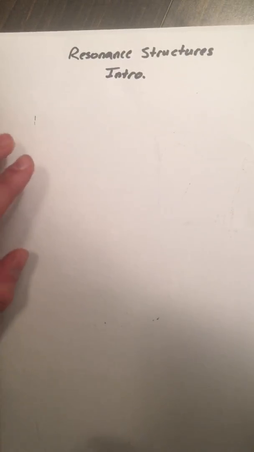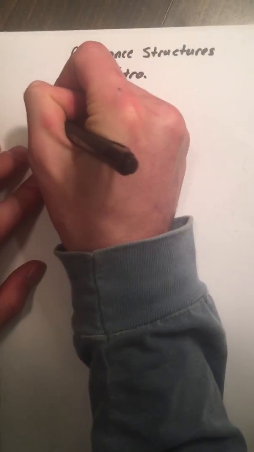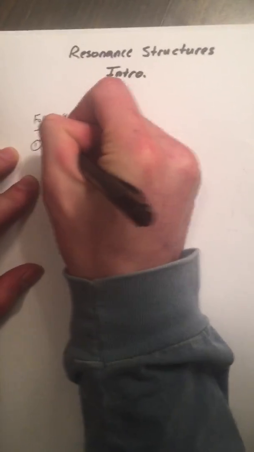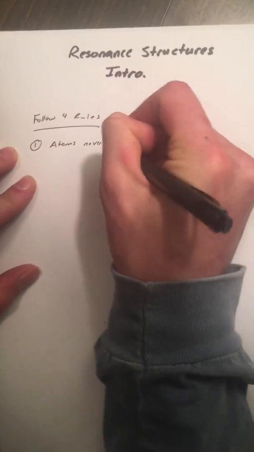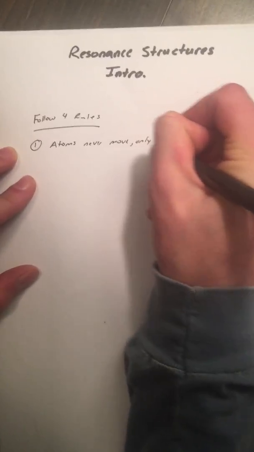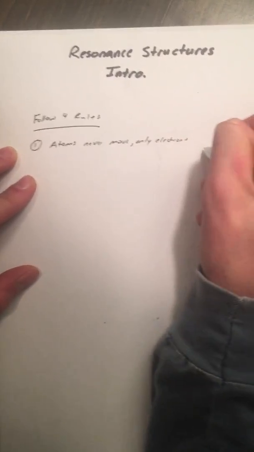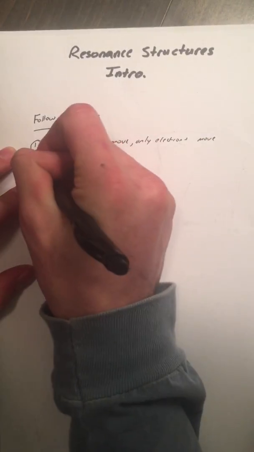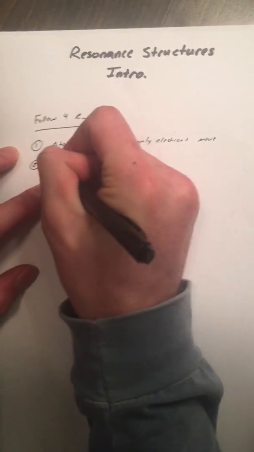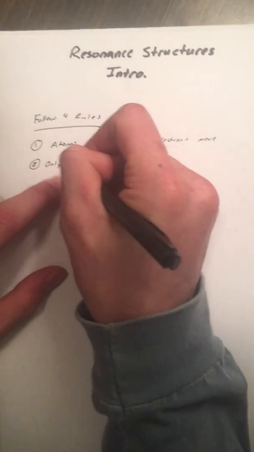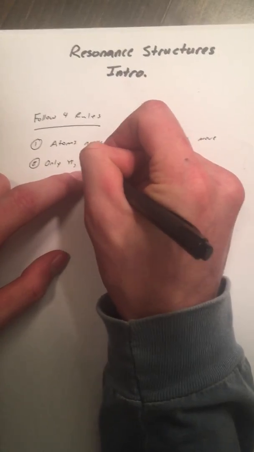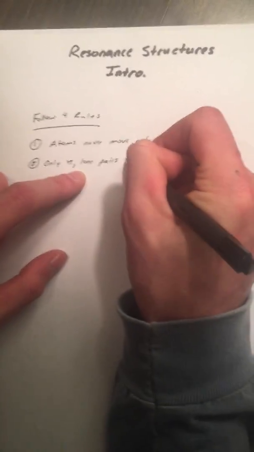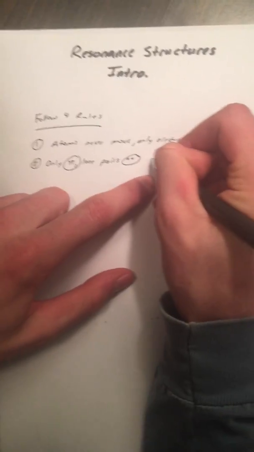So, to draw resonance structures, you follow 4 different rules. The first rule is that atoms never move. Only electrons move. The second rule is that only pi electrons and lone pairs can move. So only pi electrons, electrons in pi bonds, and lone pairs can move.